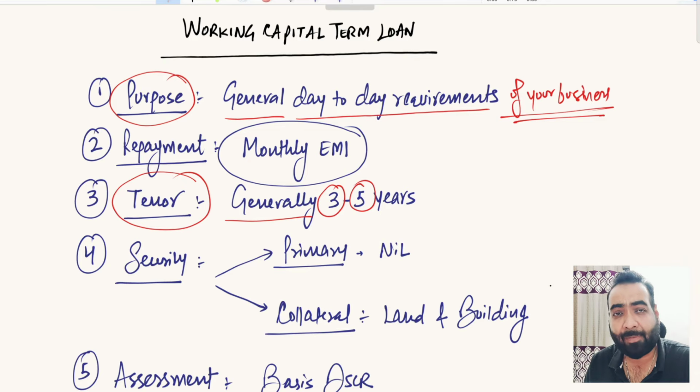So it can go up to 7 years, but that is a very exceptional circumstance. So that is why I have written the general trend in the banking sector, that is 3 to 5 years. 3 years is the most generally followed tenure in WCTL cases.